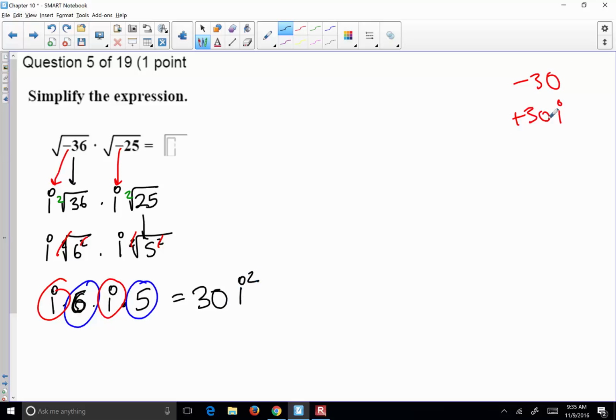Looks like you're both wrong. This is the right answer, right? Now when you have i squared, we know the value of i squared. It is minus 1. 30 times minus 1 is minus 30. Okay? You were right.